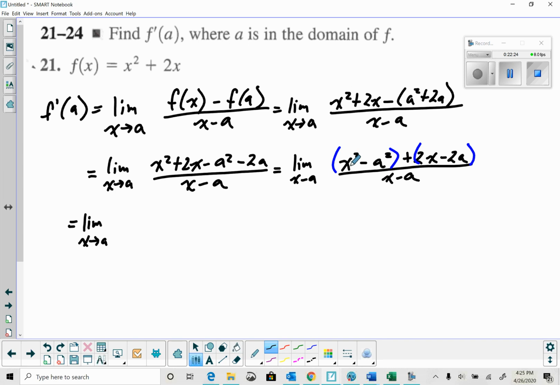With my first pair here, this is the difference of squares, and this will factor down into x plus a times x minus a. For my second pair, again, 2 is a common factor, so I can factor out the 2, and this is x minus a. My denominator isn't going anywhere.